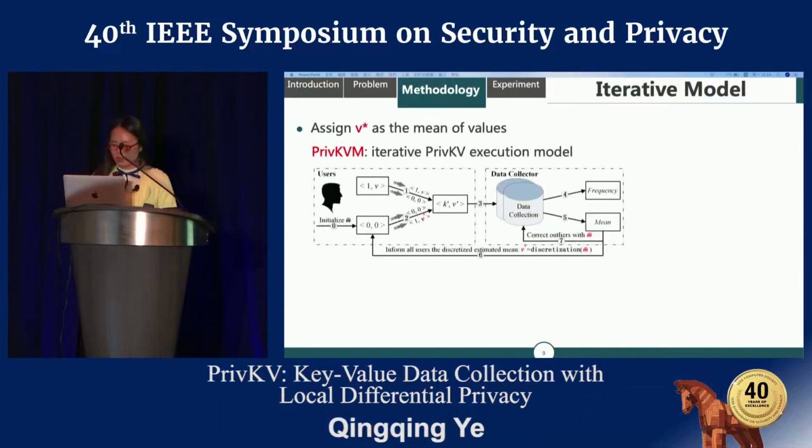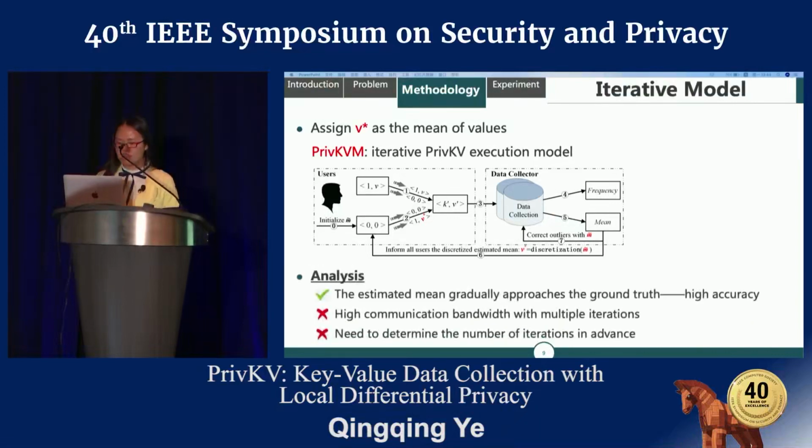To improve the accuracy, we propose an iterative model, PrivKV, which assigns V star as the mean of all values. This figure shows the framework. Here, we add step 6 and step 7 as a feedback to improve the accuracy. In this model, the output mean of the previous iteration becomes the assigned value of this iteration, so that the mean estimation will gradually approach the ground truth. With multiple iterations, this approach improves the accuracy of mean estimation.